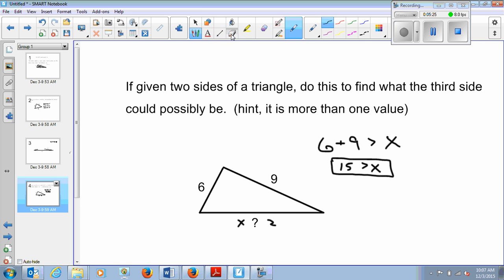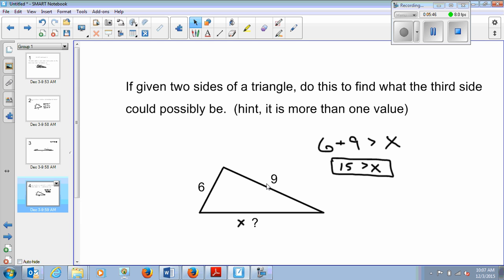Well, let's think about it here. So I look at these two numbers. What numbers could I add to 6 that are greater than 9? Well, I could add 4, I could add 5, I could add 6, I could add 7. All those work. What numbers could I add to 9 to be greater than 6? Well, really, I could add any number to 9, and it's still going to be greater than 6.